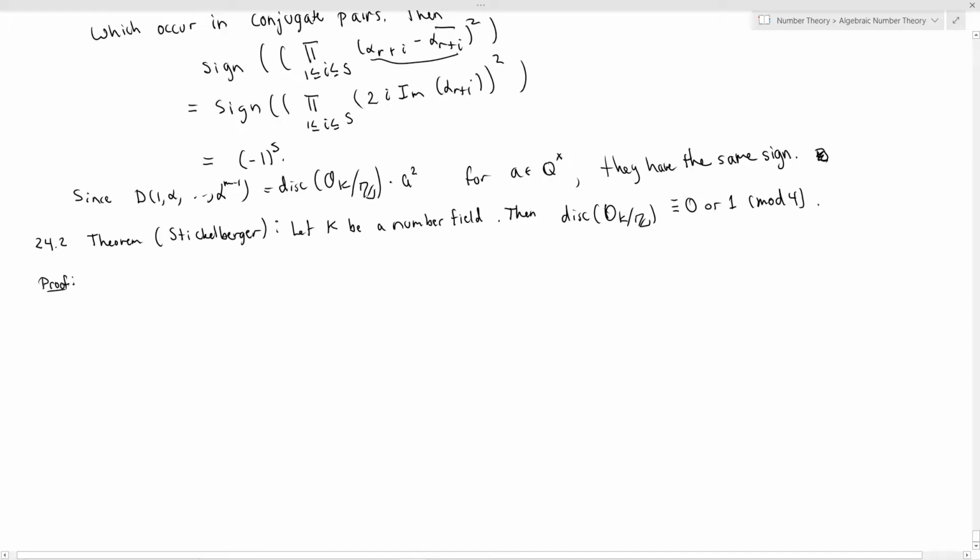Basically, we're going to prove that this discriminant is congruent to a square mod 4. So we're going to choose a basis of O_K over Z, and the main tool we're going to use is our formula involving Galois conjugates. Choose a basis of O_K over Z, let's say alpha 1 through alpha m. We're going to let sigma 1 through sigma m be the Q embeddings of K into its Galois closure.